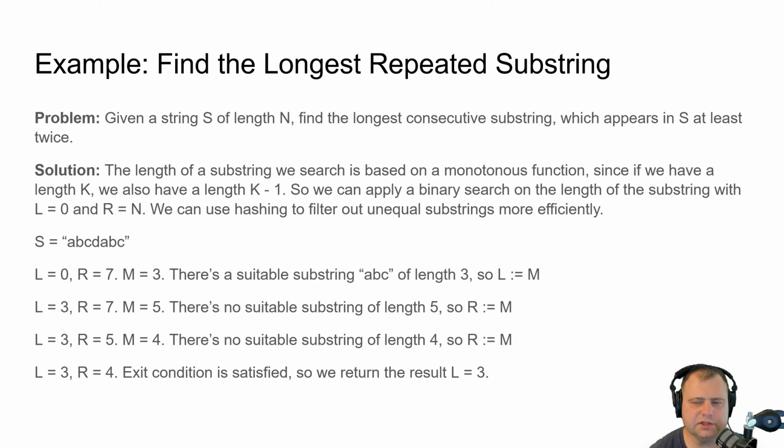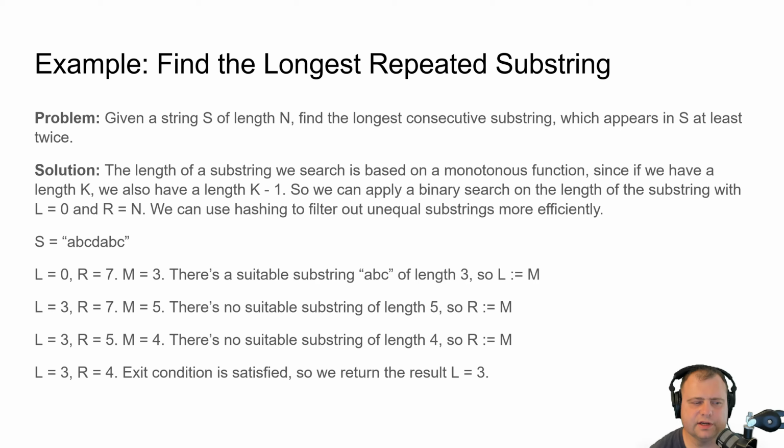So we can apply binary search on the length of the substring with L equals 0 and R equals n. We can also use hashing when we traverse for a fixed length, to filter out unequal substrings more efficiently.